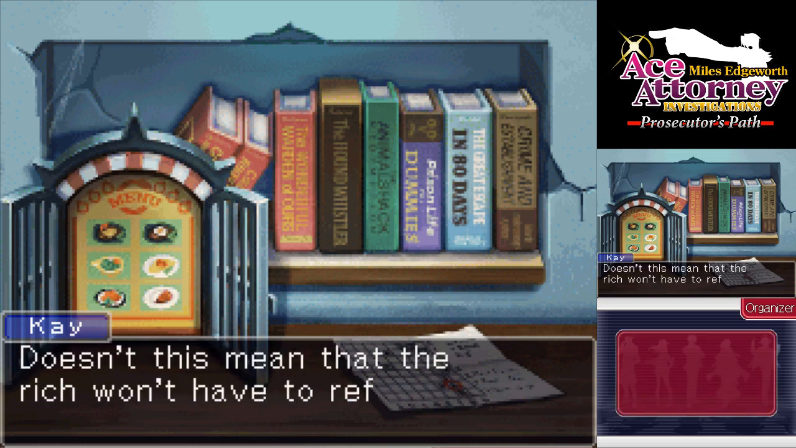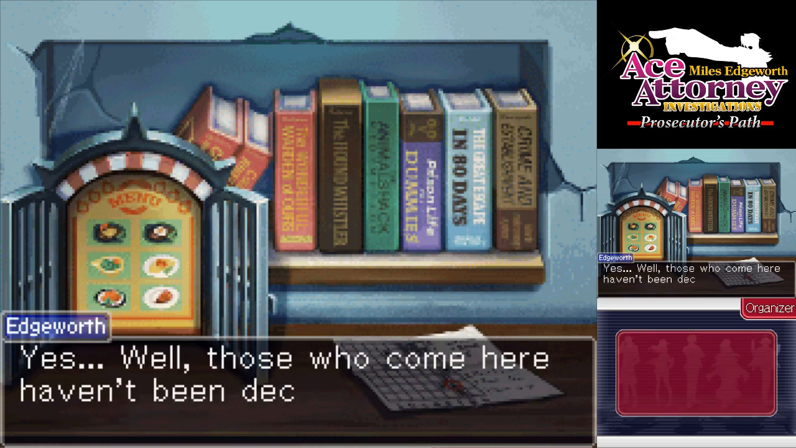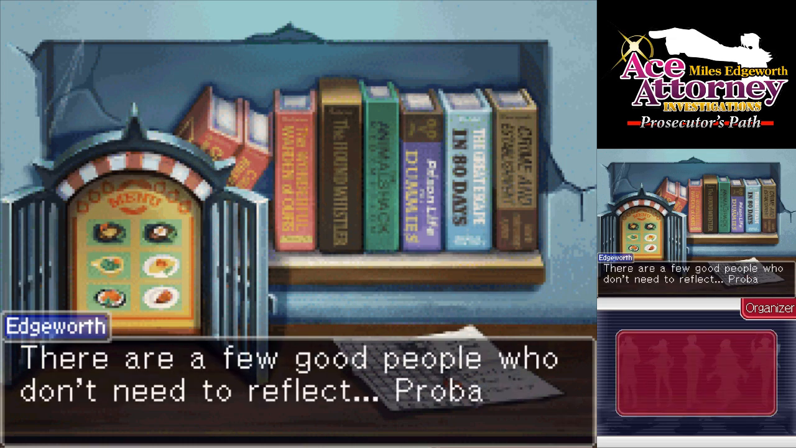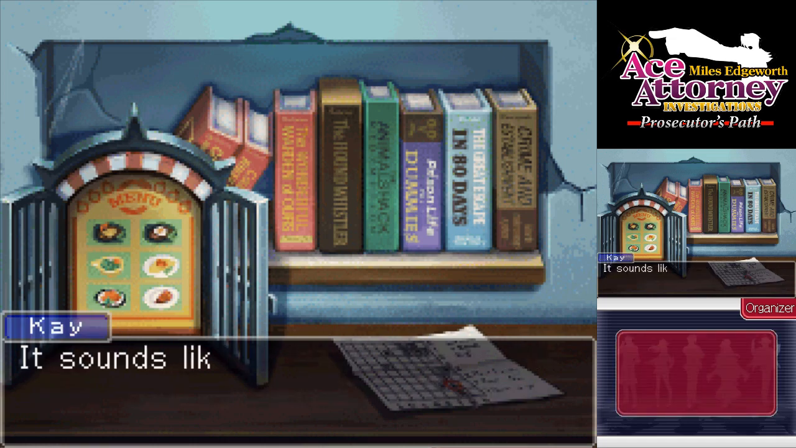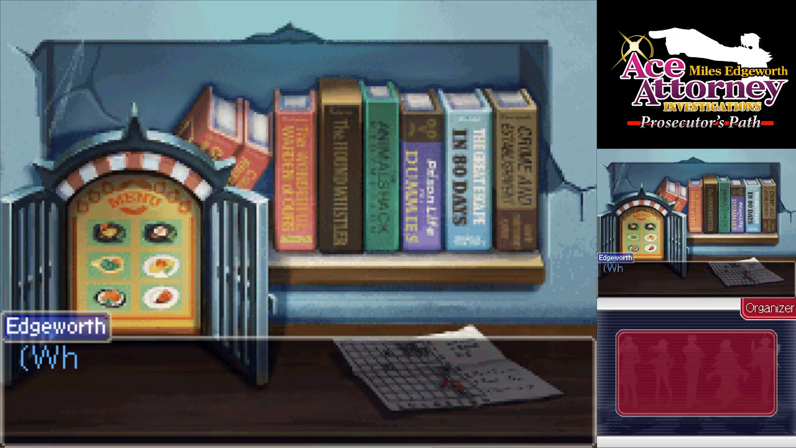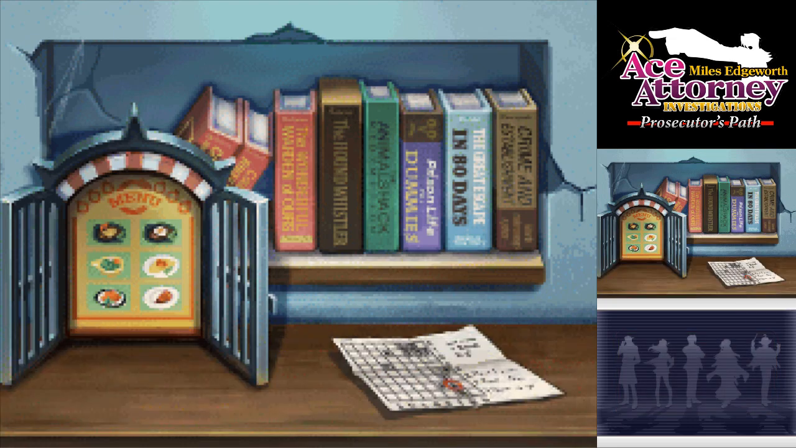Doesn't this mean that the rich won't have to reflect on their crimes? Yes, well, those who come here haven't been declared guilty yet. There are a few good people who don't need to reflect. Probably. It sounds like you're just making excuses for them, Mr. Edgeworth. Why should I have to come up with excuses for the detention center?